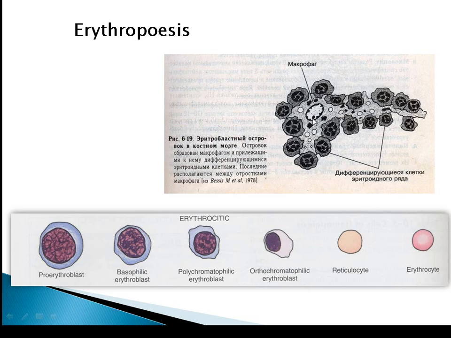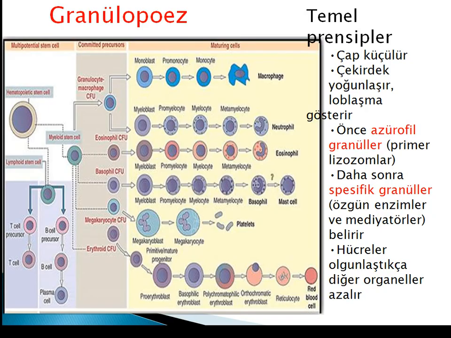Why do we need a macrophage? We know that macrophages have different functions, and one of their functions is phagocytosis, and also in the bone marrow they will supply iron to the developing erythrocytes. It's also an important factor that macrophages of the bone marrow take up iron from the blood circulation and supply it to the developing erythrocytes. Then something about granulocytopoiesis.